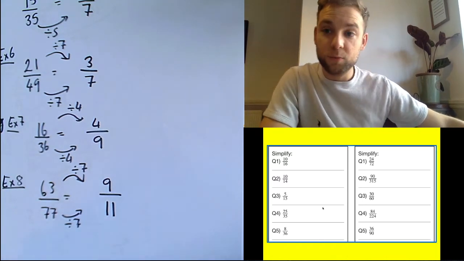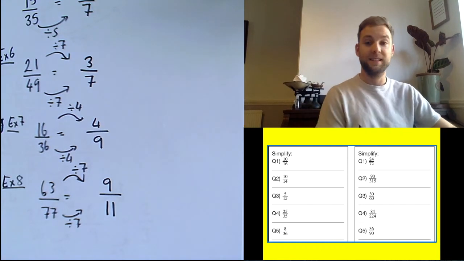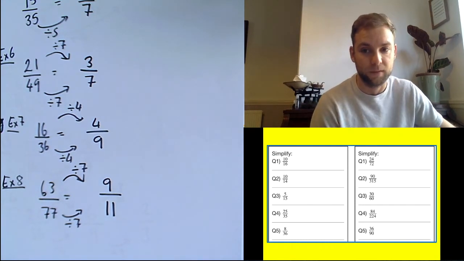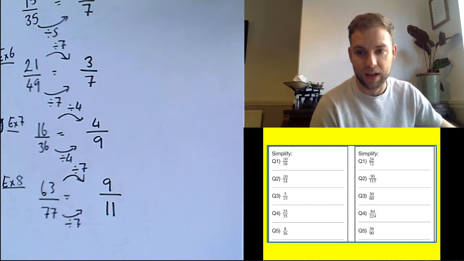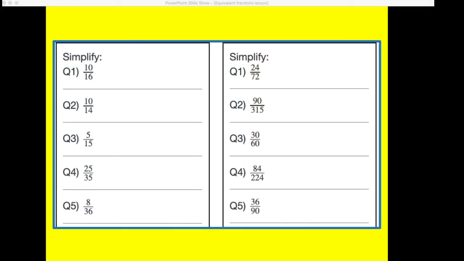So, I've actually got some questions for you to have a go at here. There's 10 questions in total, just simplifying. So have a go at these now. I'll put these up. So pause now and have a go at those questions. Make sure you're getting them in your notes. Remember, the only way to learn maths is to do it.